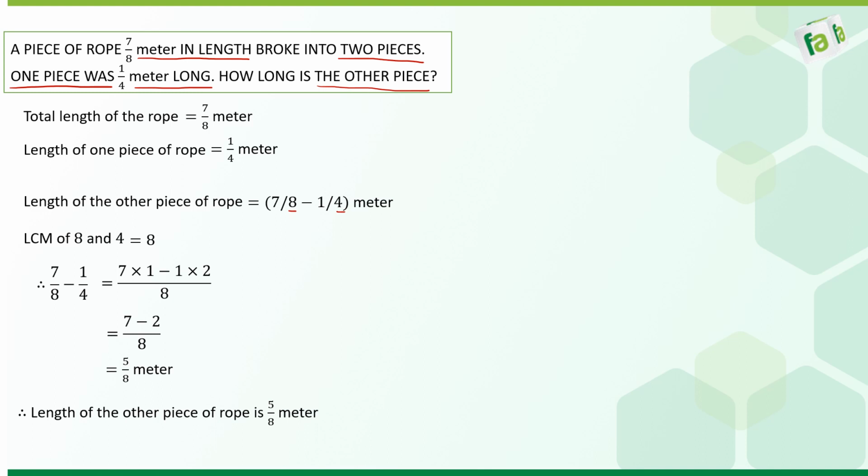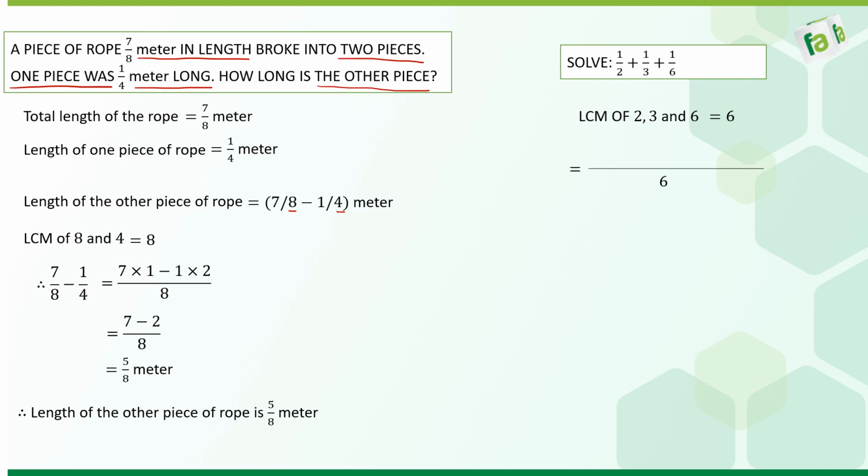Let's solve another question. We have to add 1 by 2, 1 by 3 and 1 by 6. Adding or subtracting 3 or more fractions is the same as adding or subtracting 2 fractions. So, we have to take the LCM of denominators 2, 3 and 6. The LCM of 2, 3 and 6 is, yes, 6. Now, we can write this LCM 6 like this.